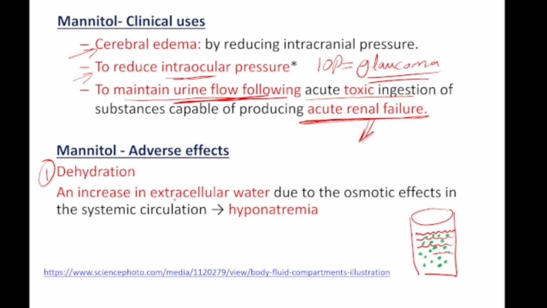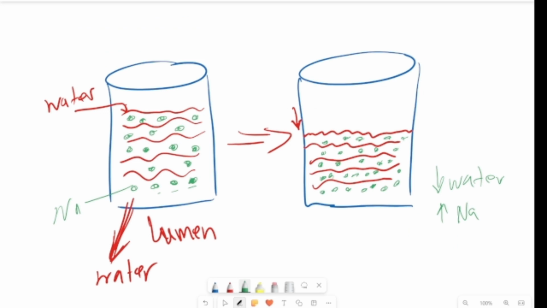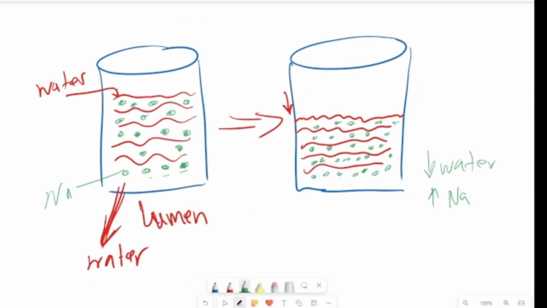When we have an increased extracellular water due to the osmotic effect in the systemic circulation, the situation will be hyponatremia. This one needs to be explained. So what we have here is an increased extracellular water due to the osmotic effect in the systemic circulation. Okay, so back again, because we need to understand what happened. This one is happening in the urine.